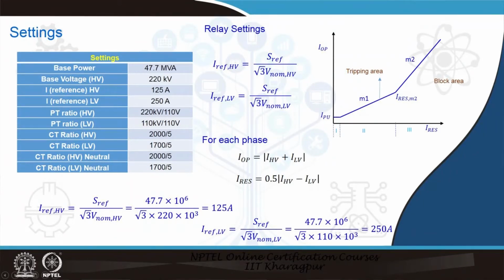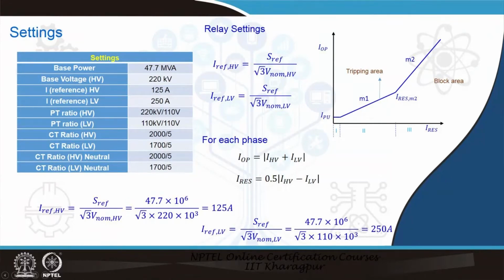For each phase, I operating is based on I high voltage plus I low voltage; these are normalized currents, which is why they are per unit currents, and the sum of these two gives you I operating. I restraining is the subtraction of these two side currents after normalization, multiplied by 0.5. This is how I operating and I restraining are calculated. As already mentioned, we keep varying this I restraining and see, at a particular point, the minimum differential current required to trip the relay, and that gives us a point.